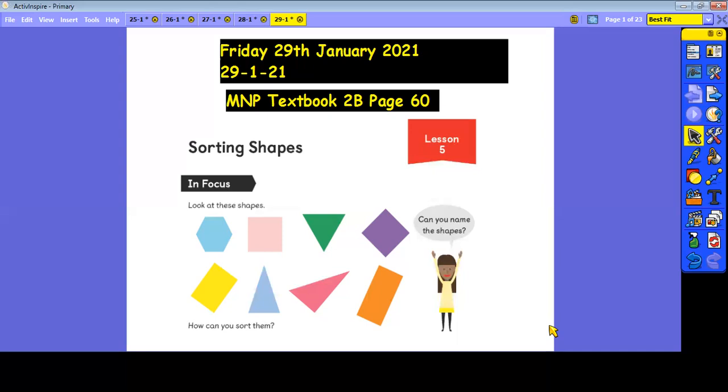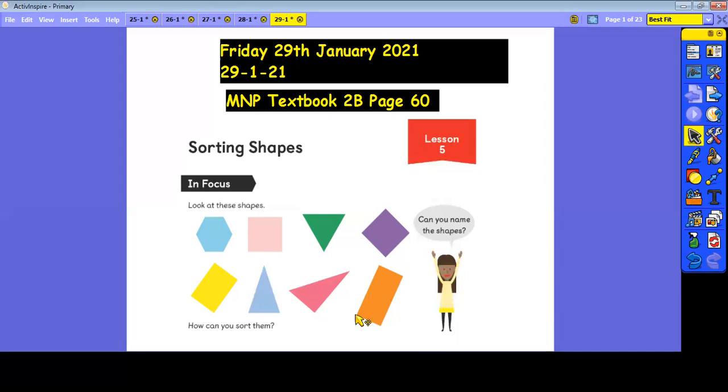Let's take a look at our In Focus task together. Look at these shapes. So we've got 8 shapes, children, which you should recognise now. Lulu says, can you name the shapes? I'm sure you can. You might want to pause the video and just double check you know the name of each shape, and don't get tricked by shapes that have been rotated a little bit or tilted to one side or the other. Okay, and remember, to help you, you can always add the sides and vertices and think about which shape has those properties.